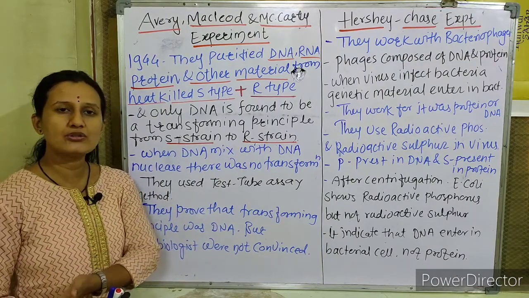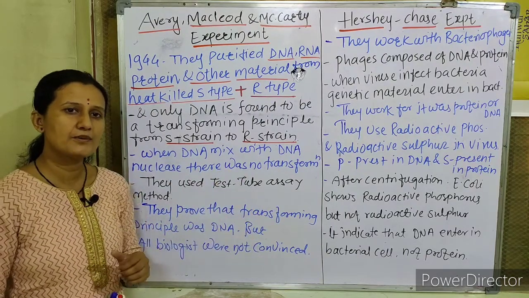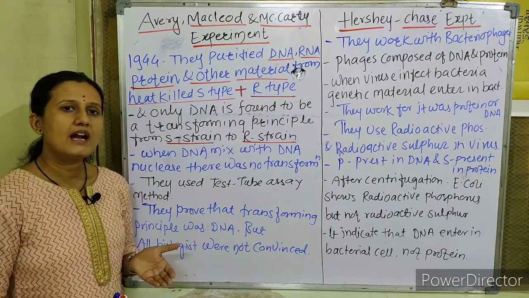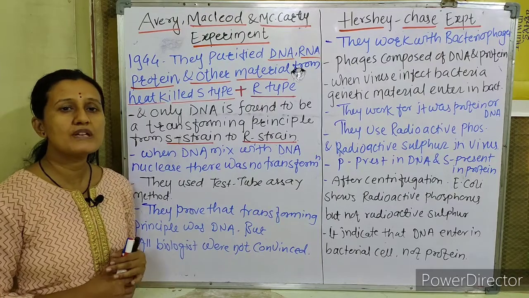And why does it become pathogenic? Because something is transferred from heat killed S type to R type to make it S type, and that something is called the transforming principle.